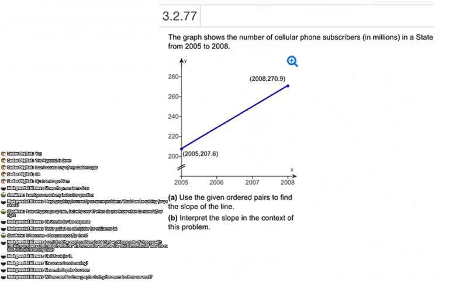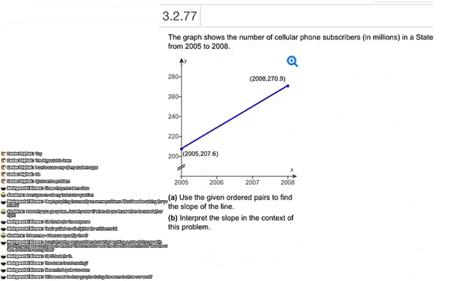Let's look at this. So the graph shows the number of cell phone subscribers in millions in the state from 2005 to 2008. So the years are on the bottom, and the number of subscribers in millions is on the left. It says use the given ordered pairs to find the slope of the line. So they give us two ordered pairs. This is pretty straightforward.